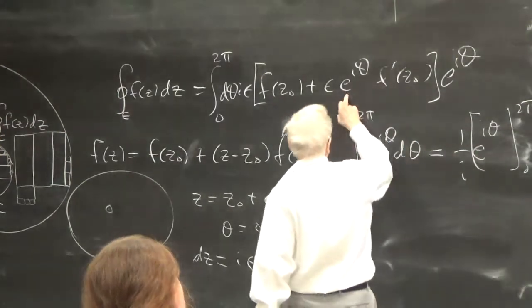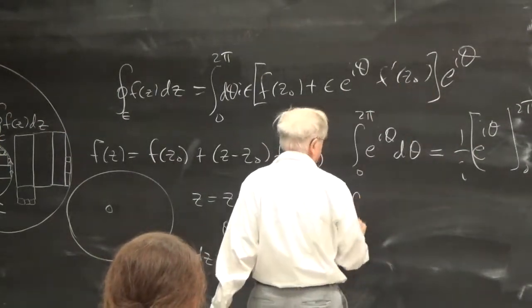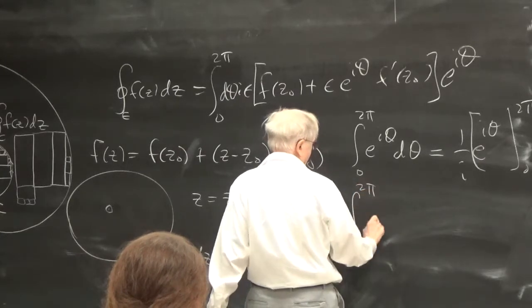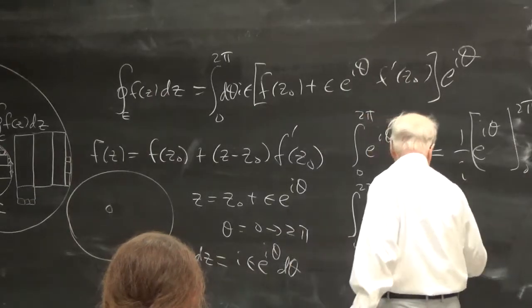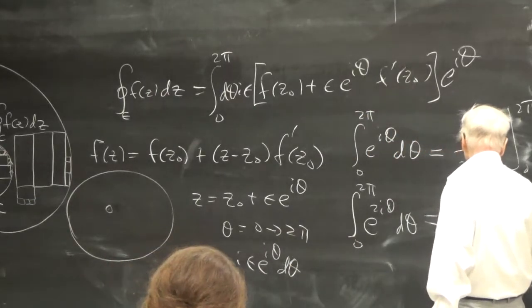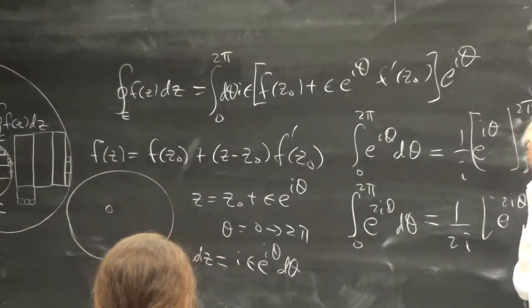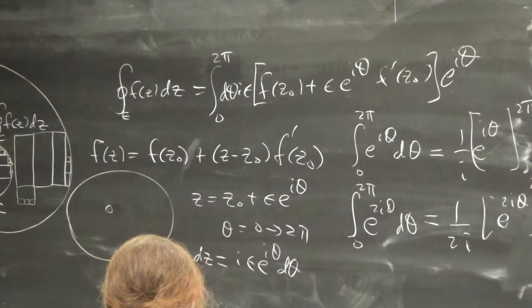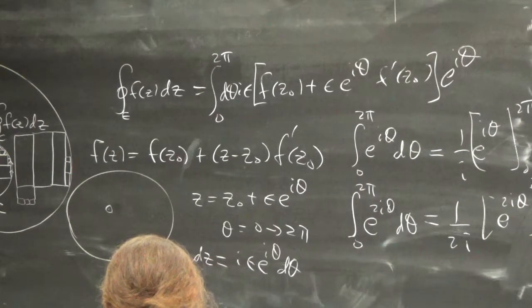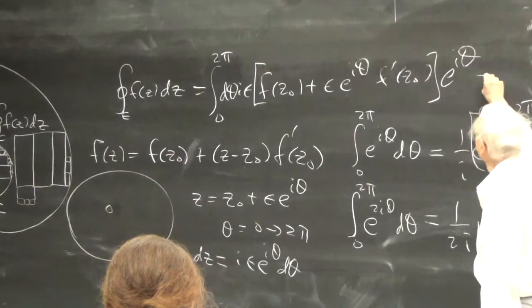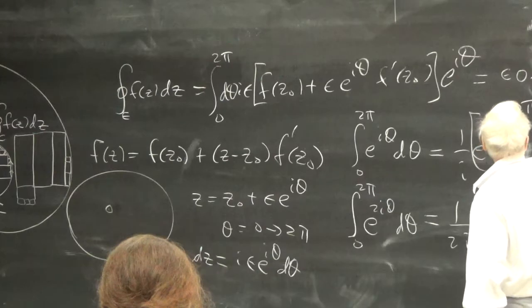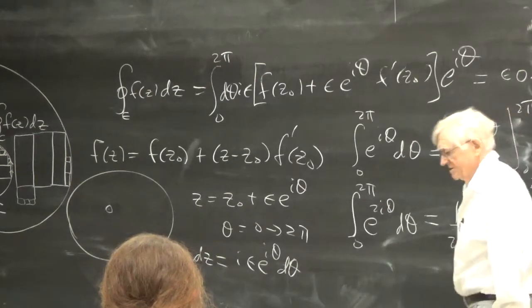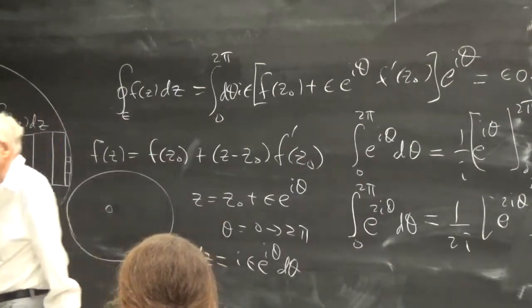Similarly, we have an integral of e to the 2i theta d theta, and so this is 1 over 2i, e to the 2i theta evaluated between 0 and 2 pi, and this is again 1 minus 1 over 2i, and so that's 0. So this is of the form epsilon times 0 plus epsilon squared times 0. And it's 0 not because epsilon is small, but because 0 is 0.